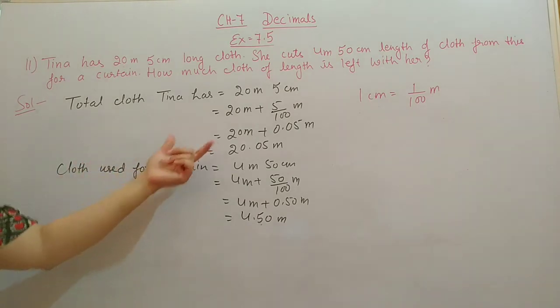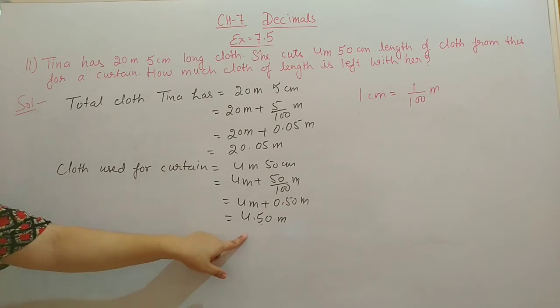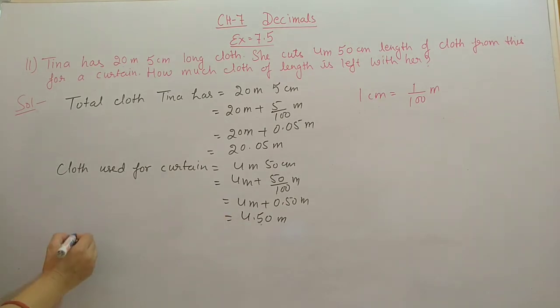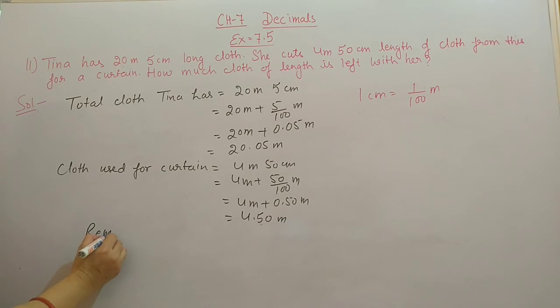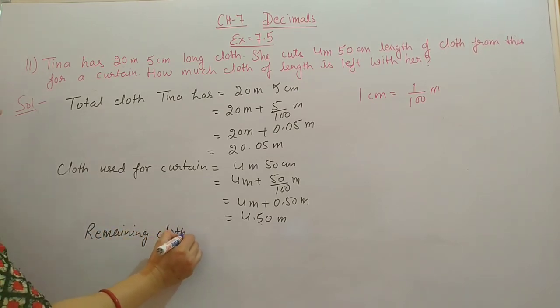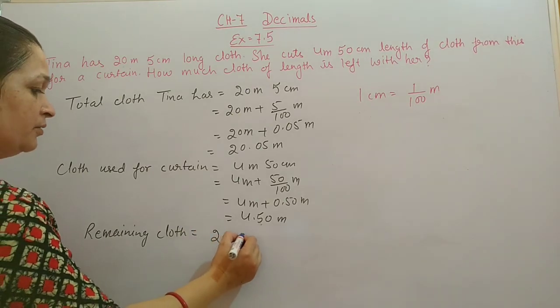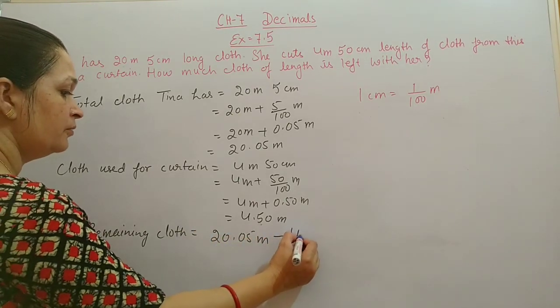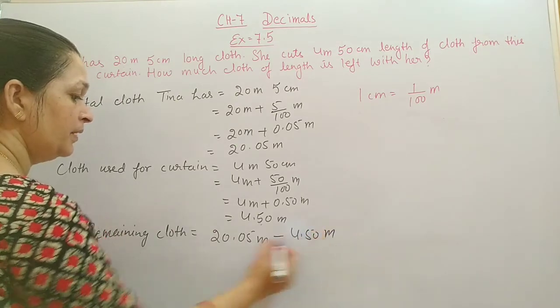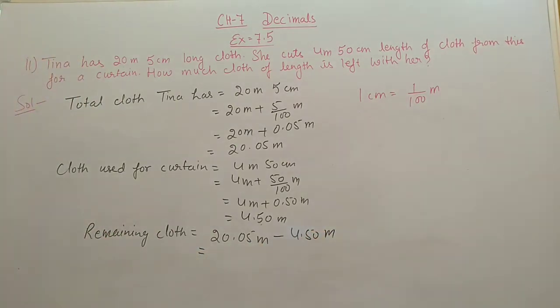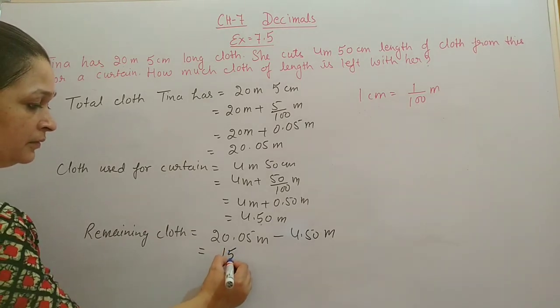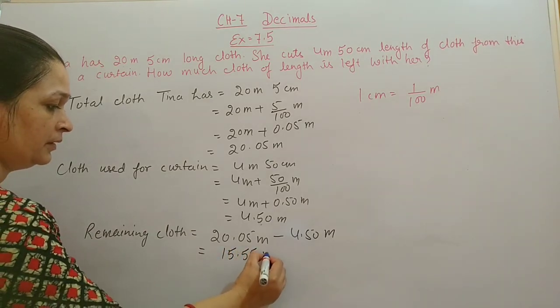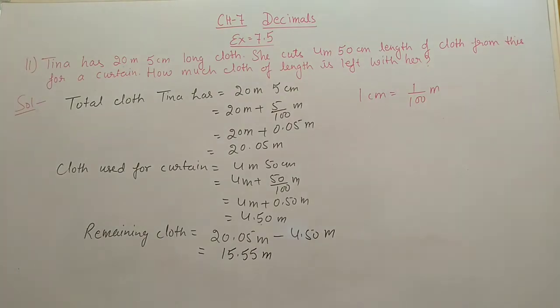Now we have to find out how much cloth is left with her. From the total cloth we have to remove this curtain cloth. So the remaining cloth is 20.05 meter minus 4.50 meter, which is equal to 15.55 meter. Now she has 15.55 meter of cloth left with her.